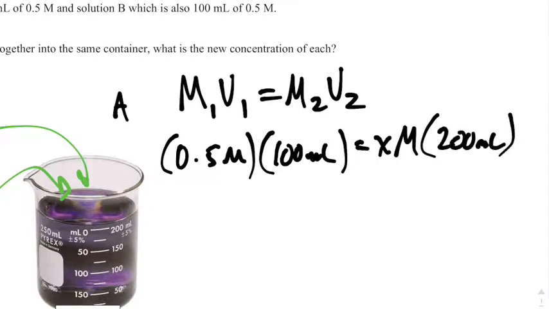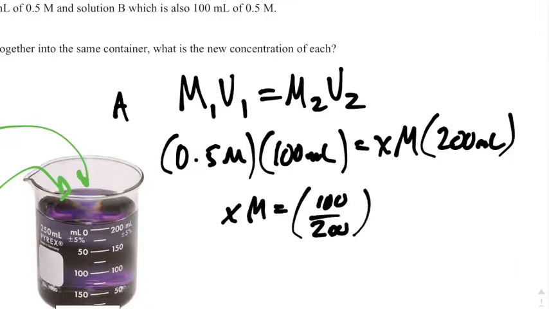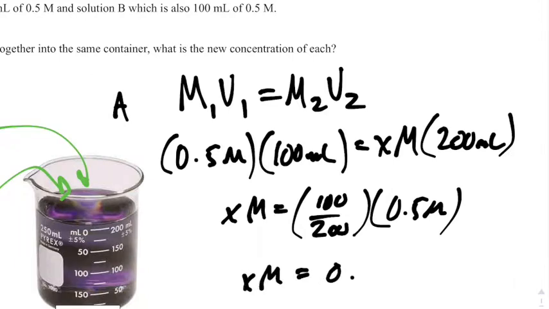If we rearrange all of this, we get that X molarity is going to be 100/200ths of 0.5 molarity, which makes sense because it's going to be half of the 0.5 molarity. So my new molarity is going to be 0.25 molarity. That's because it went from 100 to 200.